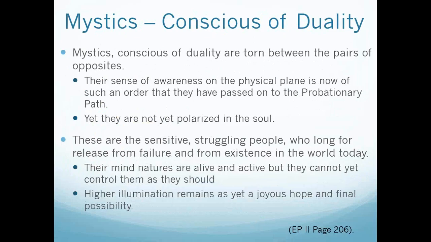Mystics who are conscious of duality are torn between these pairs of opposites. Their sense of awareness is on the physical plane. It's of such an order that they have passed on to the probationary path, but they are not yet polarized in the soul. These are the sensitive, struggling people who long for release from failure and from existence in the world today. Their mind natures are alive and active, but they cannot yet control them as they should, and the higher illumination remains just a hope, a final possibility.